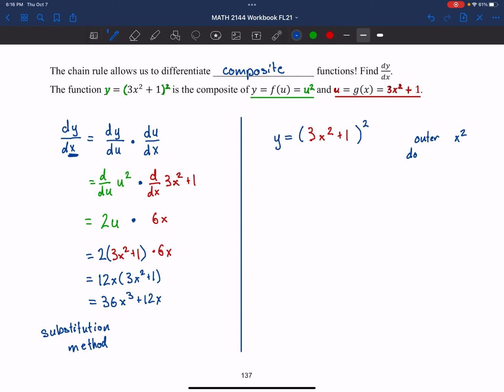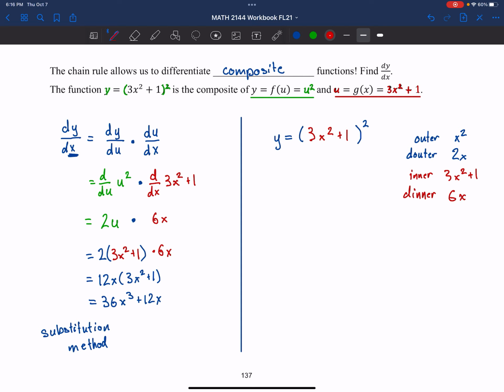And I want to go ahead and find the derivative of the outer function. Well, that's 2x. And then I'm also going to identify the inner function. The function that is plugged inside of x squared is the 3x squared plus 1. And the derivative of the inner function, or I'll just say dinner for short, makes me hungry, okay, is just going to be 6x.